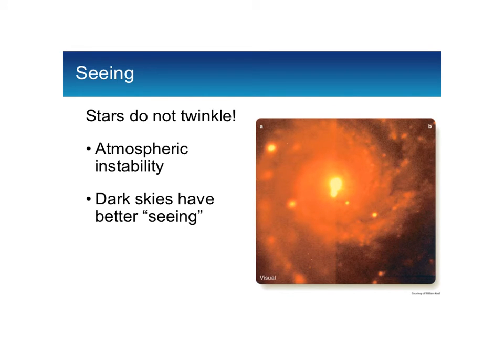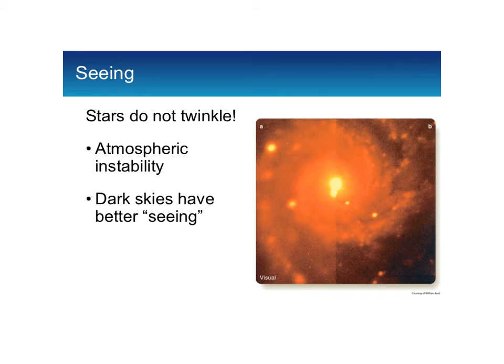Seeing is a really important term related to astronomical viewing, especially from ground level, and this is why we put telescopes up in space and on mountaintops, because seeing has to do with the clarity of the atmosphere. The more atmosphere above you, the more twinkling of stars you see. If you were actually out in space, you would not see stars twinkling at all, and that was one thing that the Apollo astronauts immediately noticed. This has to do with atmospheric instability.